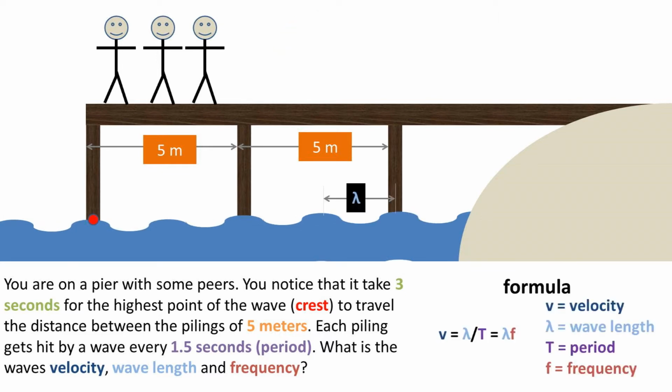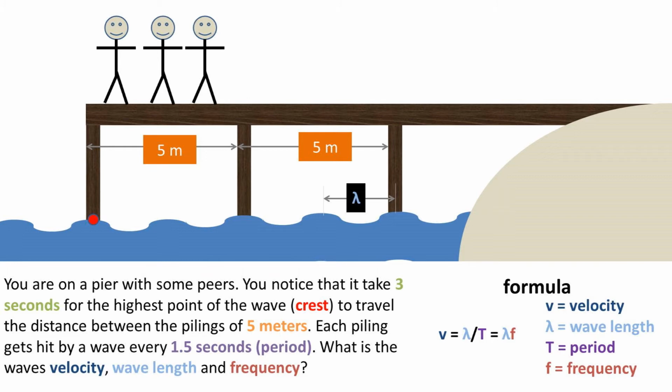I have listed the formulas we'll be using on this slide. We have that the velocity, which is the displacement over time, is equal to the wavelength, or distance before the wave repeats itself, so crest to crest in this case, divided by the period, or how long it takes a cycle to repeat, is equal to the wavelength times the frequency, or number of cycles per second.